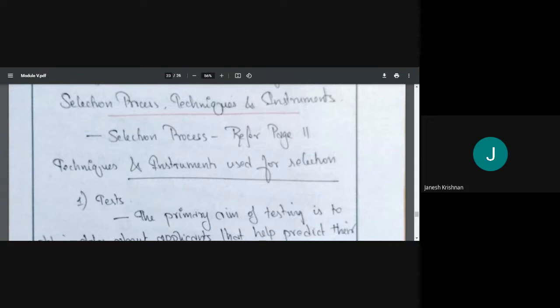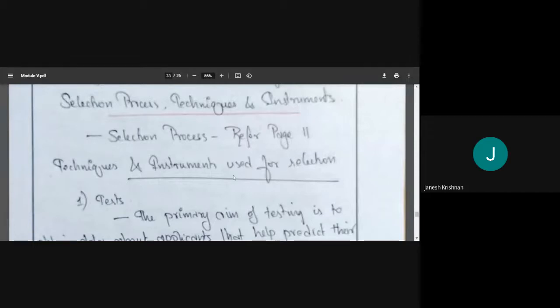That is the selection process. When we listed out the process, we know what some of the instruments are which we use. One of the instruments is tests. The other one is interviews. These are the tools which we use for selection. The third one is assessment centers, which we saw yesterday.